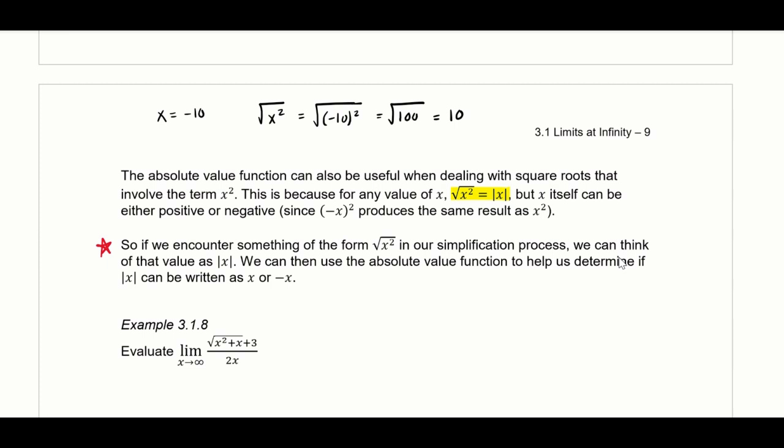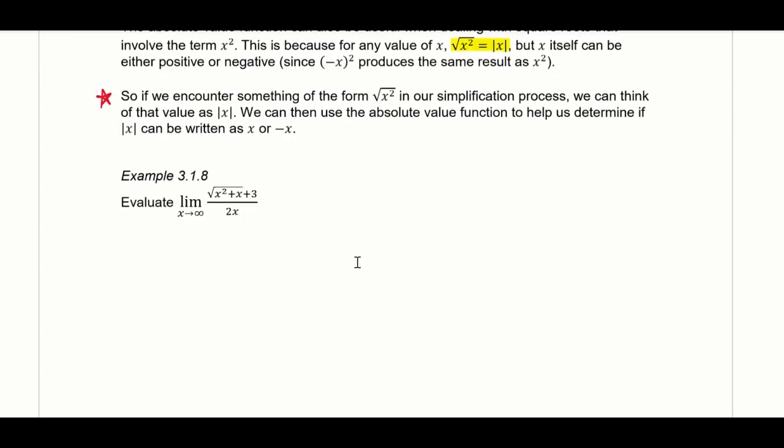So let's look at this in the context of an example, and I'll kind of talk about this as we go. So here, we want to evaluate the limit as x goes to positive infinity of this expression, the square root of x squared plus x, all plus 3, divided by 2x. So I'm going to go ahead and start by just rewriting this. Square root of x squared plus x, all plus 3 over 2x.